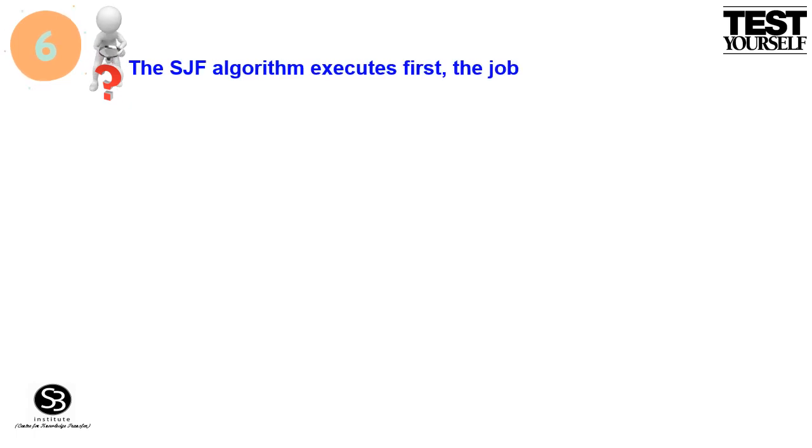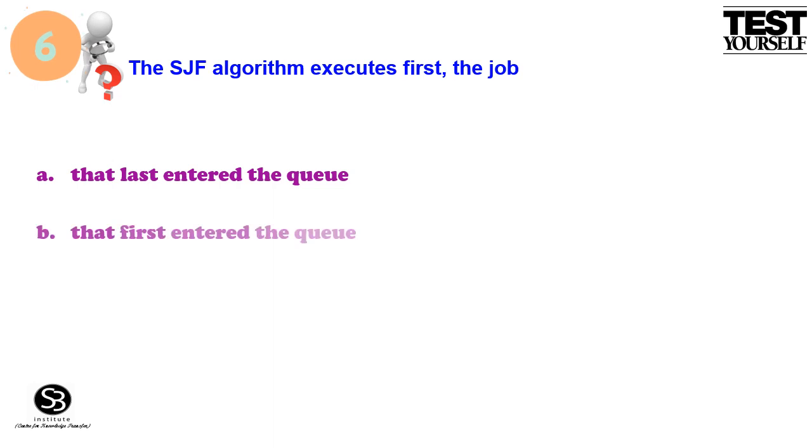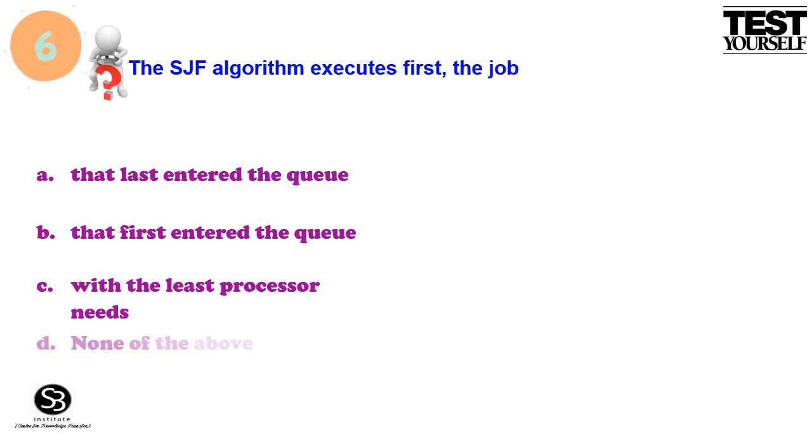Question. The shortest job first algorithm executes first the job. The given options are: option A, that last entered the queue. Option B, that first entered the queue. Option C, with the least processor needs. Option D, none of the above.